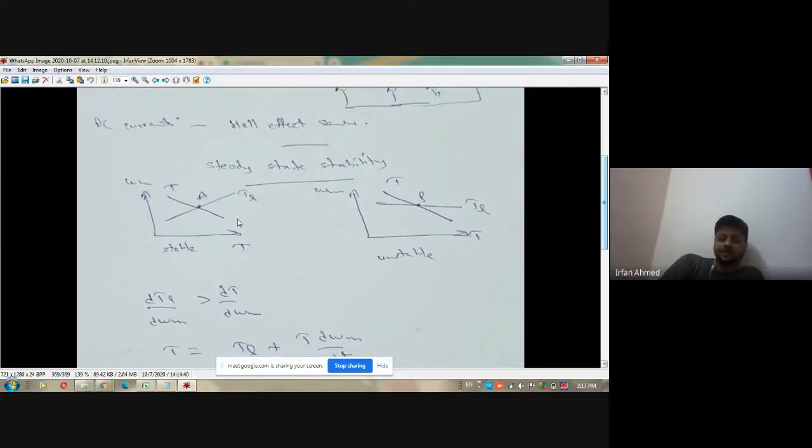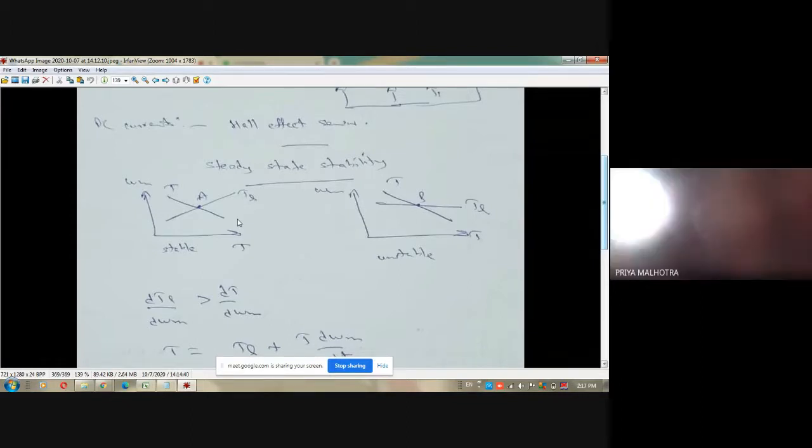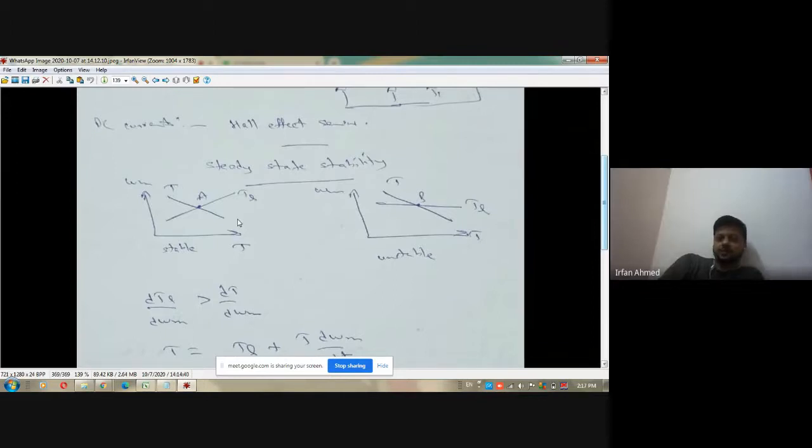So you analyze these and you will see that operating point A is stable and operating point B is unstable. This is what we had discussed, but we don't want a qualitative analysis, we want a mathematical formula. And that mathematical formula is that an operating point will be stable if at that operating point dTL by d omega m is greater than dTm by d omega m. Or the rate of change of load torque with respect to speed is greater than the rate of change of motor torque with respect to speed.